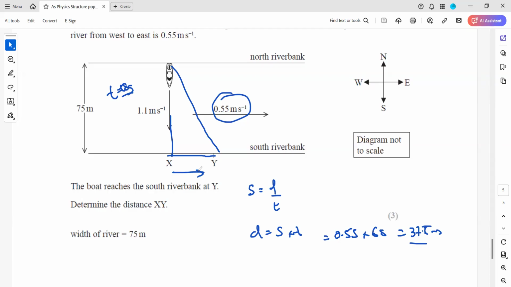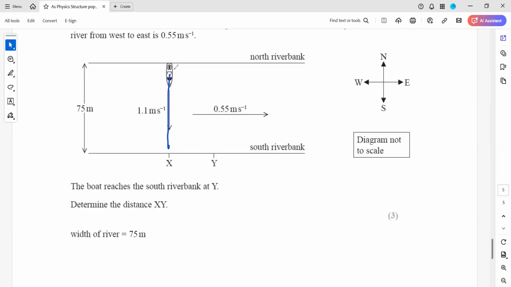You can even use the Pythagoras theorem to work out the resultant velocity first, like this velocity here, and then work out the time, and time multiplied by velocity. So different methods are acceptable for this same question.